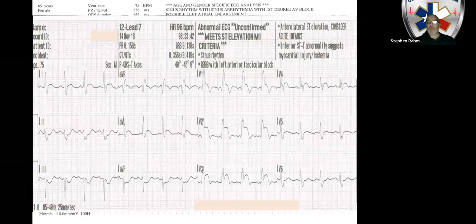This would be an example of an abnormal right bundle branch block. And if you look at this for a second, if you look at lead V1, you have a very small Q wave, and then you have a terminal R wave.